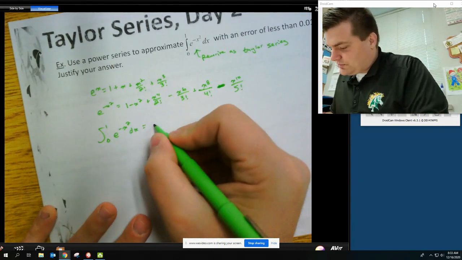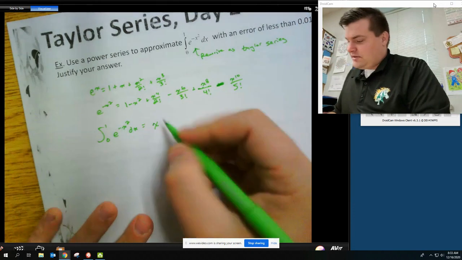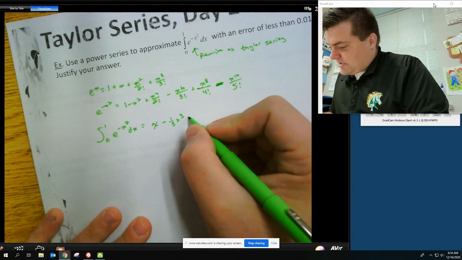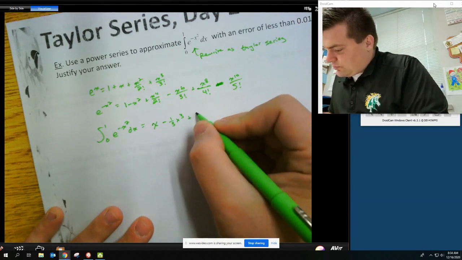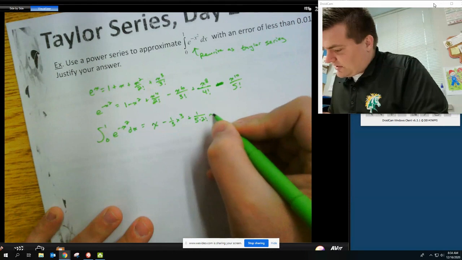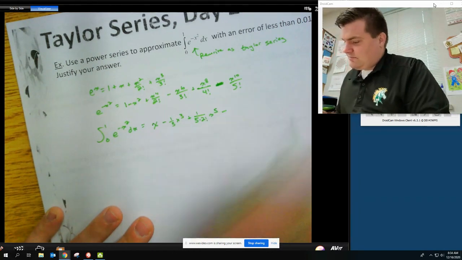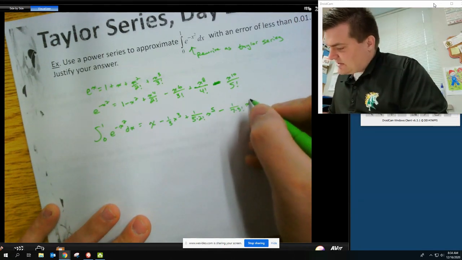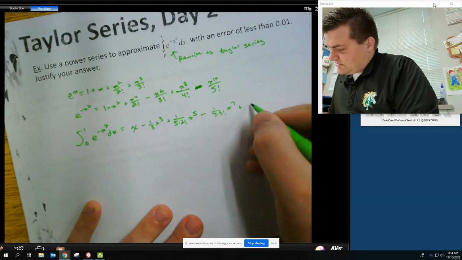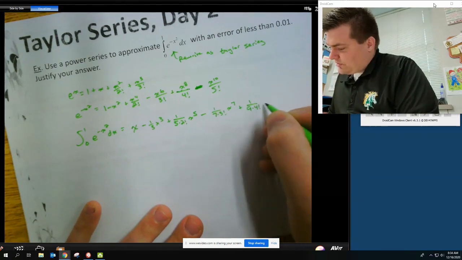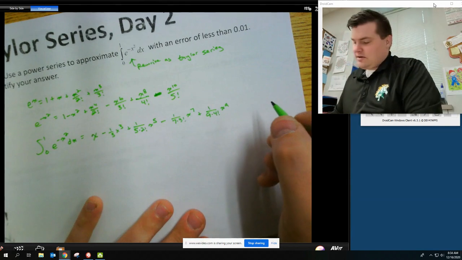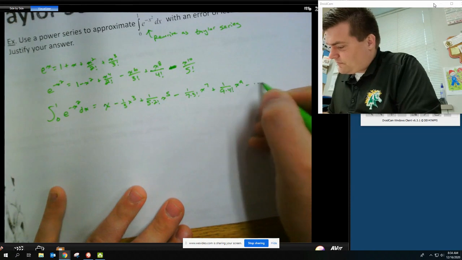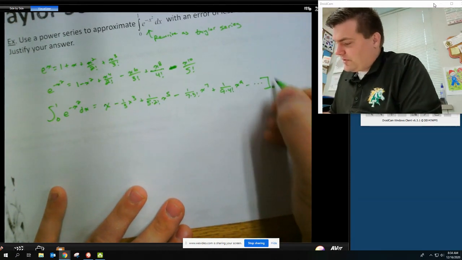So 1 turns into x. This turns into minus 1/3 x cubed, plus 1 over 5 times 2 factorial x to the fifth, minus 1 over 7 times 3 factorial x to the 7th, plus 1 over 9 times 4 factorial x to the ninth. And I'll just stop right there. If I need to go further, I'll go further. And we're going to be evaluating that from 0 to 1.